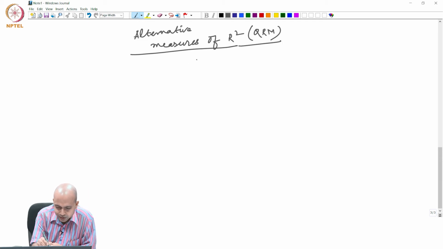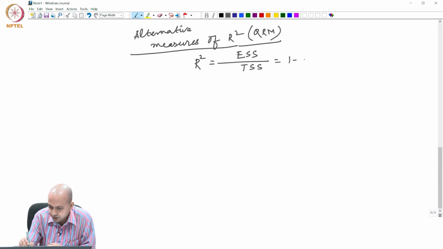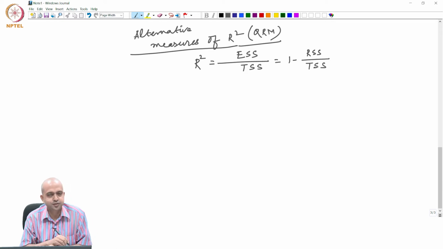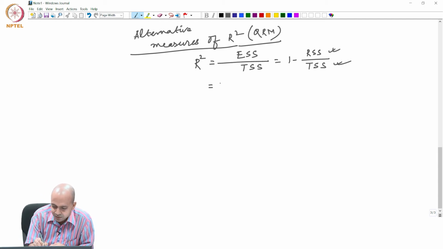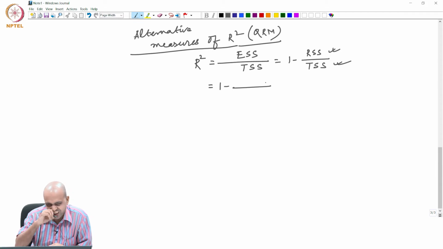So, how will you modify this? Let us say that this is R square equals ESS by TSS, and that we can write as 1 minus RSS by TSS. Now, in the context of QRM, we need to get some kind of equivalent measure of RSS and TSS. And econometricians say that if it is a qualitative response model, then your RSS means, RSS basically what?